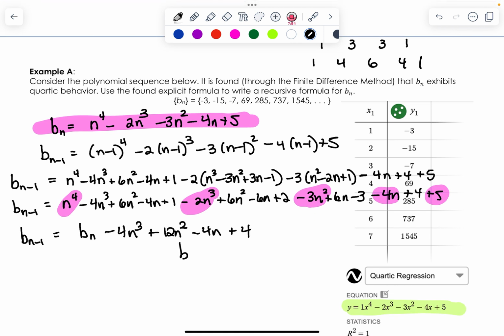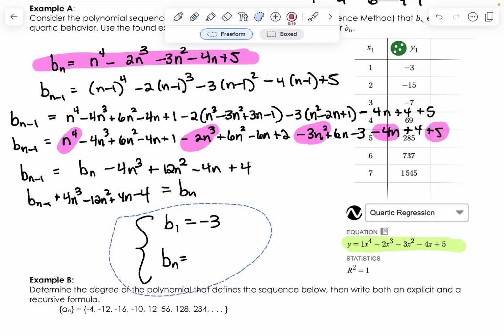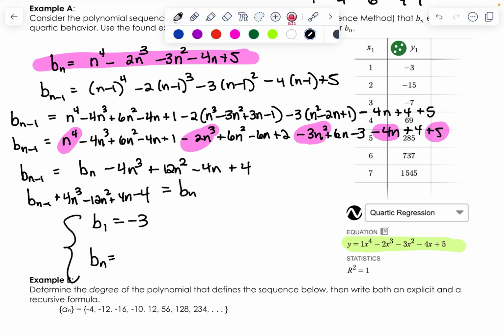And then watch what you're going to do. You're going to just swing everything over to the left. I'll add the 4n cubed, subtract the 12n squared, add 4n minus 4. So now here's the recursive formula. B sub 1, it's in the table, right? And if it's not, you could use your explicit formula. Then b sub n, slide this over because this is a little bit bigger now, is going to be b sub n minus 1 plus 4n cubed minus 12n squared plus 4n minus 4 when n is greater than or equal to 2.